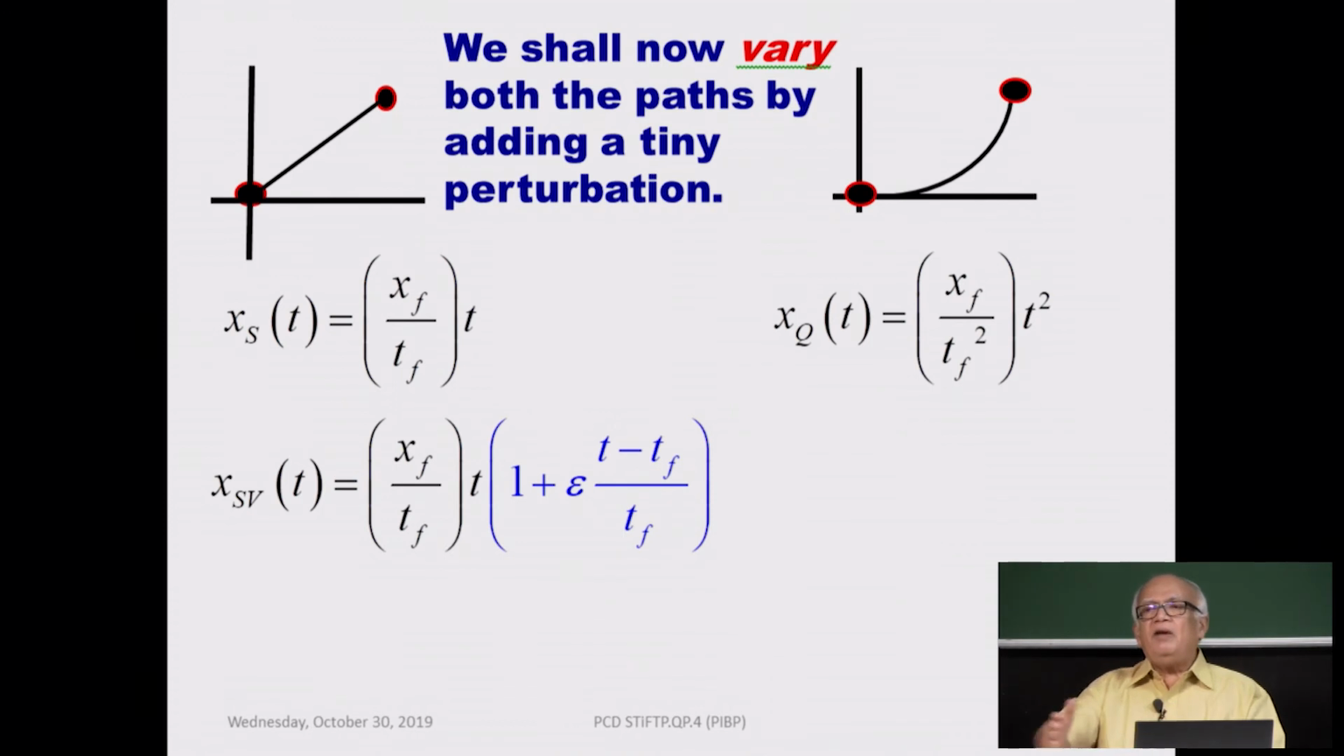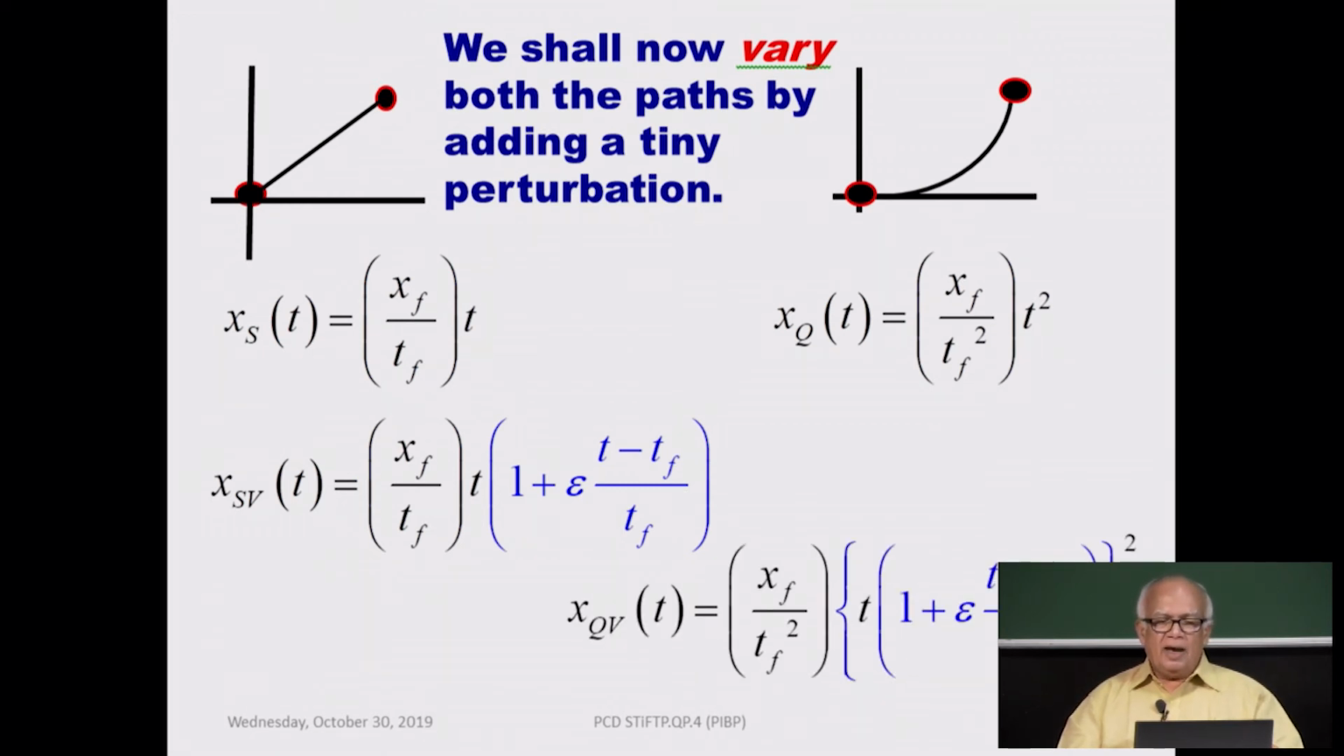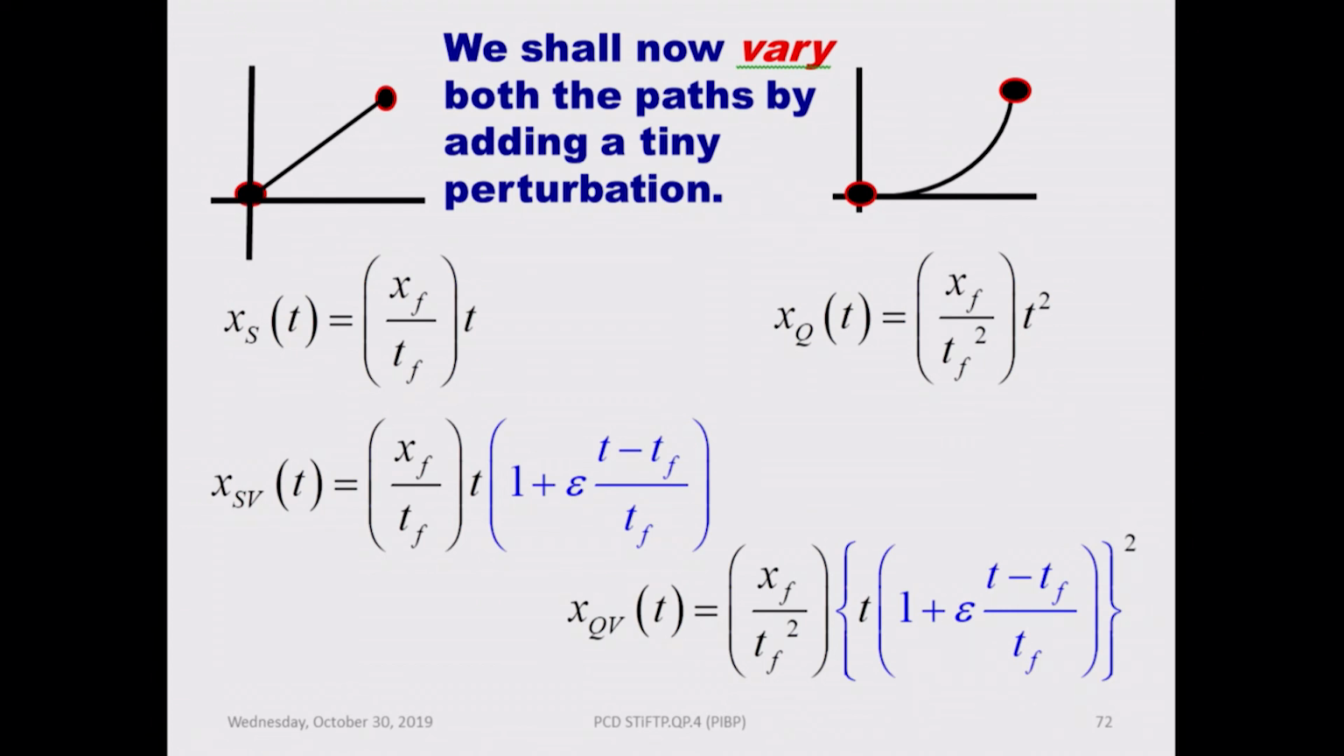So that if you develop your solution in a power series in epsilon, you can decide on a truncation level and say to what order you can neglect terms. Okay? So, we will develop an approximation scheme in orders of the perturbation parameter epsilon. So, this is a variation in the straight path, and in the quadratic path you vary t by exactly the same perturbation. Mind you, watch this slide very carefully because there is no cheating involved. In both cases the perturbation is exactly by the same factor, which is 1 plus epsilon times (t minus tf) by tf. That is the perturbing factor.